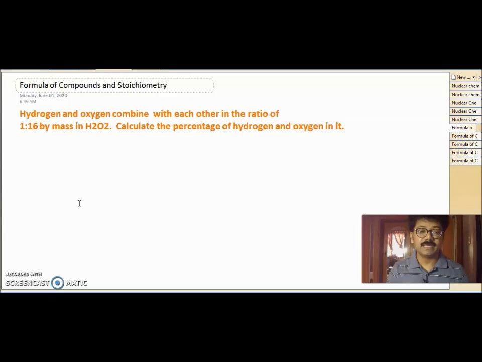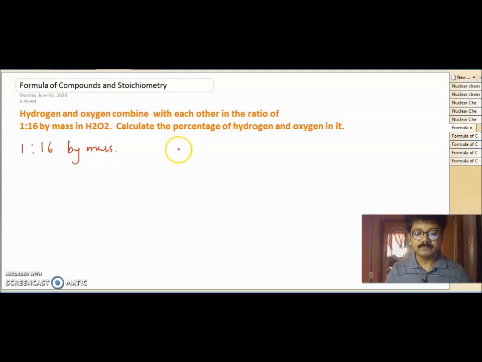It is given that hydrogen and oxygen combine with each other in a ratio of 1:16 by mass. As you know, there are two kinds of ratio: one is the ratio by number, and another is the ratio by mass. Here it is given 1:16 by mass. What else are they asking? Calculate the percentage of hydrogen and oxygen in it.